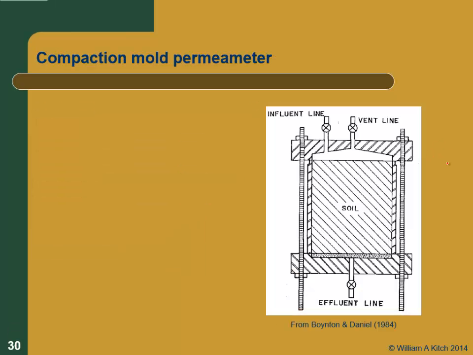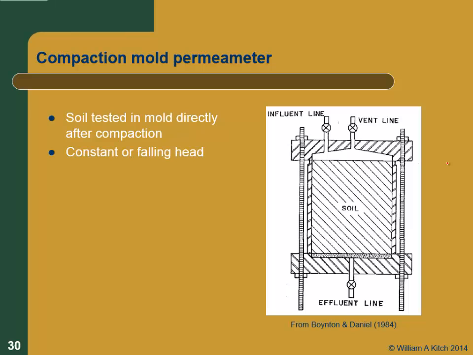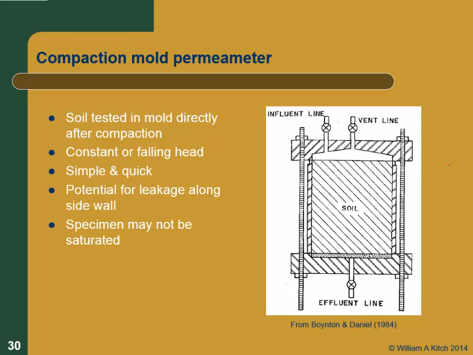So this is what the compaction mold permeameter looks like. You can test the samples directly from the mold. That's really nice. You can run it as a constant head test or a falling head test. It's pretty quick. There is an issue with sidewall leakage because, particularly if your sample shrinks at all, which generally doesn't happen with water, but if you permeate a sample with something that's not water, it can shrink. If it shrinks, then you can get a lot of flow down the sidewalls, which isn't representative.